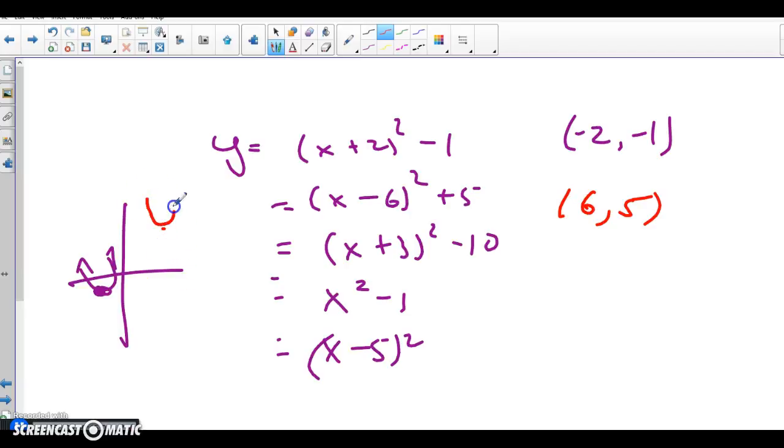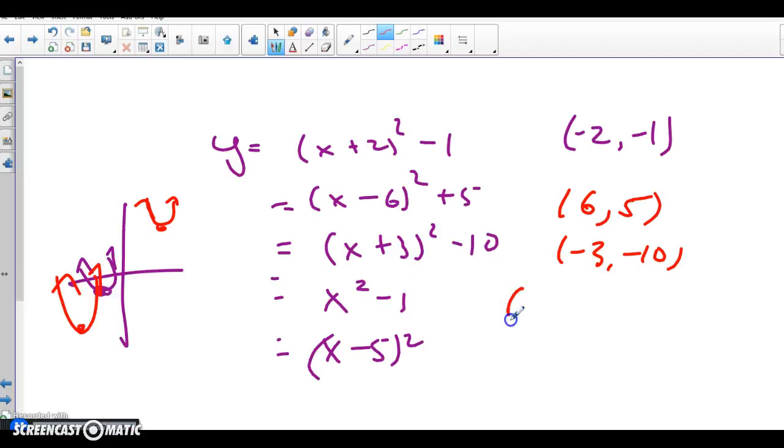So we start seeing things like this. We talk about how this has been moved. Just tell me what the vertex is. If the vertex is 6, 5, then to get to the vertex, you have to go right 6, up 5. What about this one? Minus 3, minus 10. So change the sign, leave the sign. Minus 3, minus 10. So I'm down here somewhere. I've gone left 3, down 10.